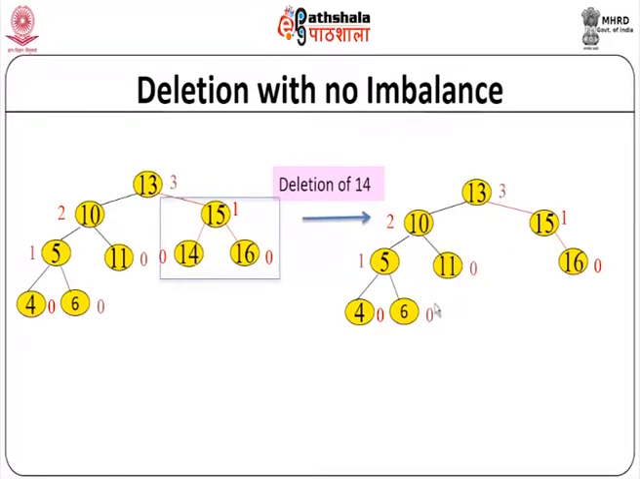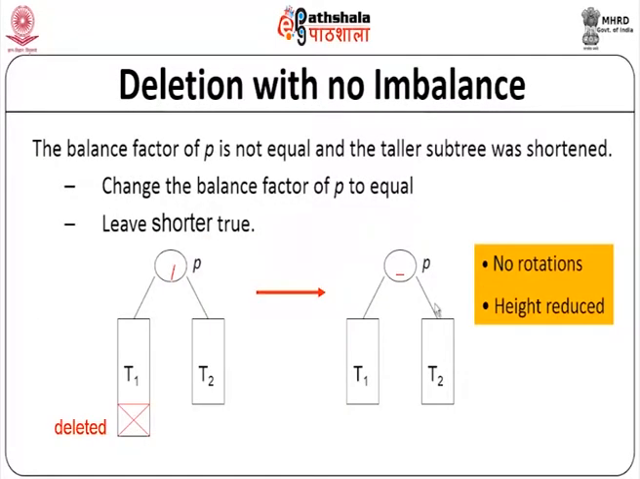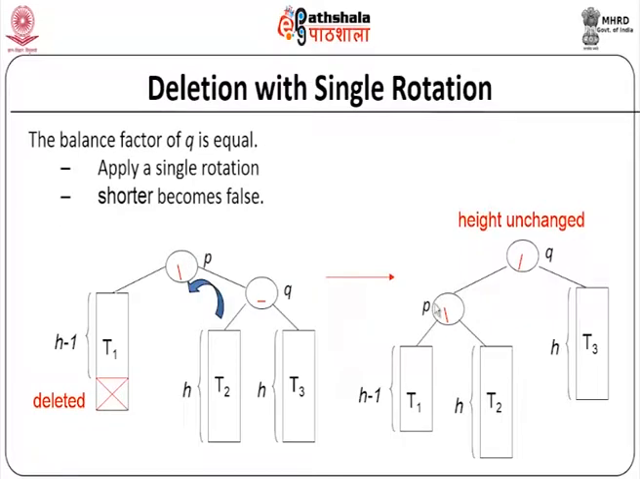Now, let us assume here we want to delete 14. Now, if you delete 40, nothing happens, because the height is still 1, no change at all. So, there is no need of any rotation. Now, let us look at deletion with no imbalance where the balance factor of P is not equal and the taller subtree was shortened. So, the balance factor of P changes to equal. So, leave shorter true. So, there are no rotations, and the only thing is the height is reduced. There we did not have any height reduced.